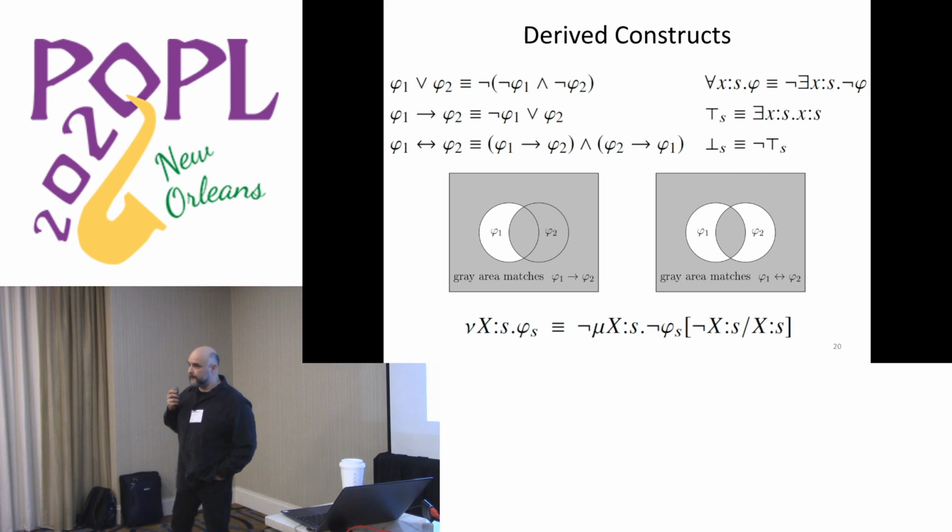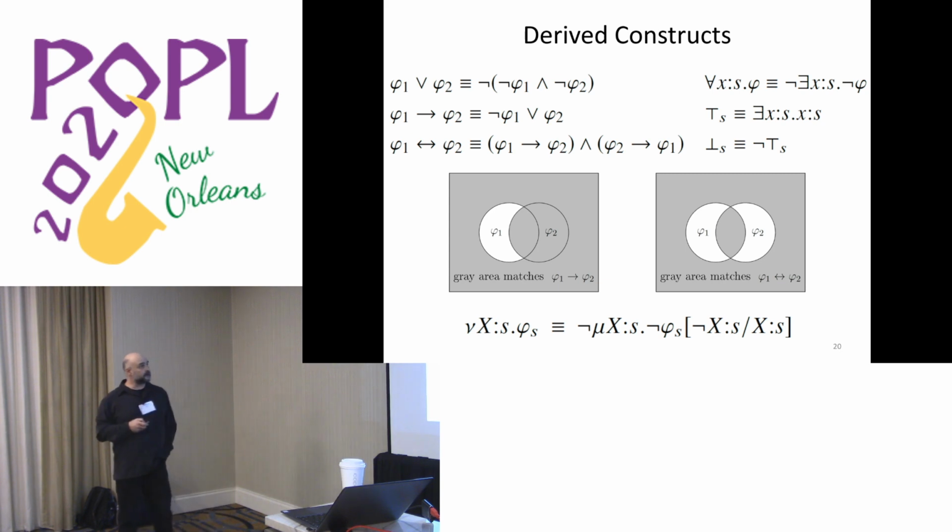So now we can define the usual derived constructs, like disjunction, implication, if and only if. It's very easy and natural to think of patterns as sets. Right, so all the elements that match it. And then they have a diagrammatic representation like this. For example, implication are all the elements that whenever they match phi 1, they also match phi 2, so all the gray area.